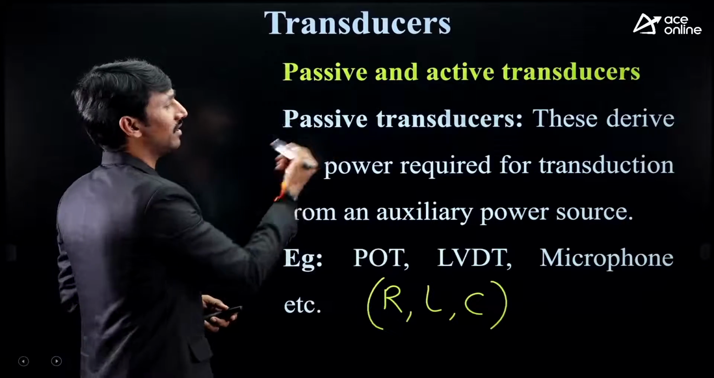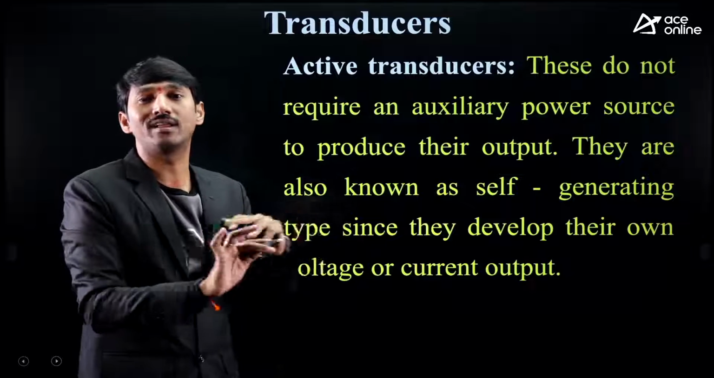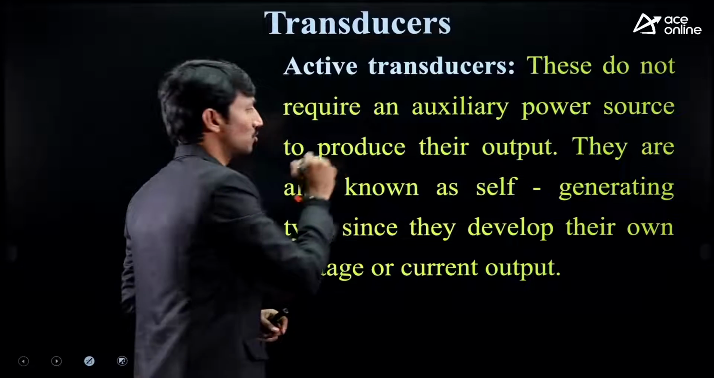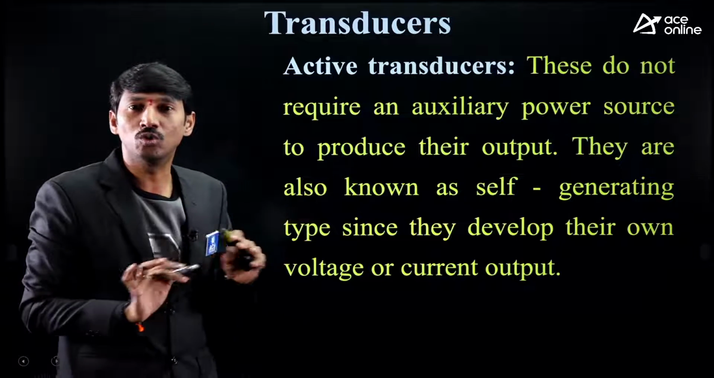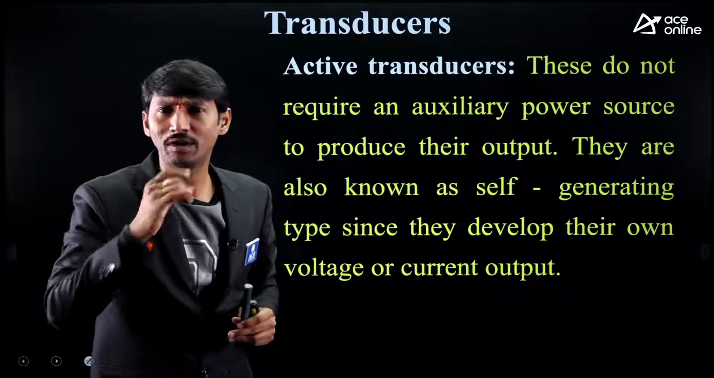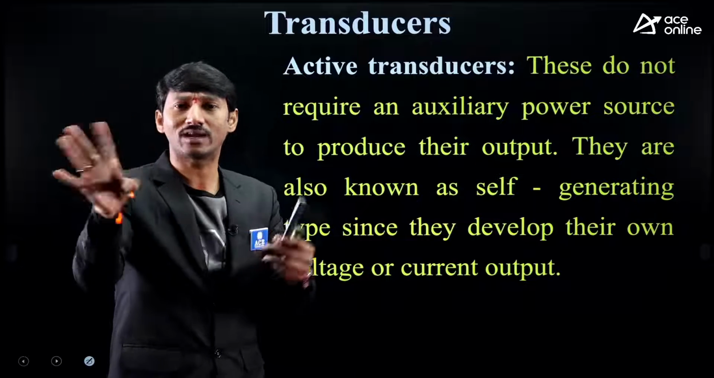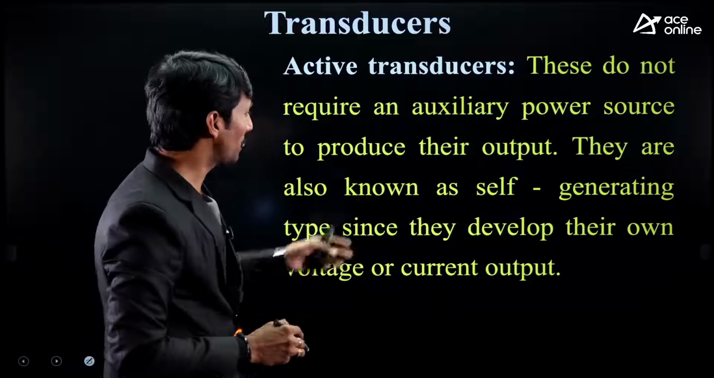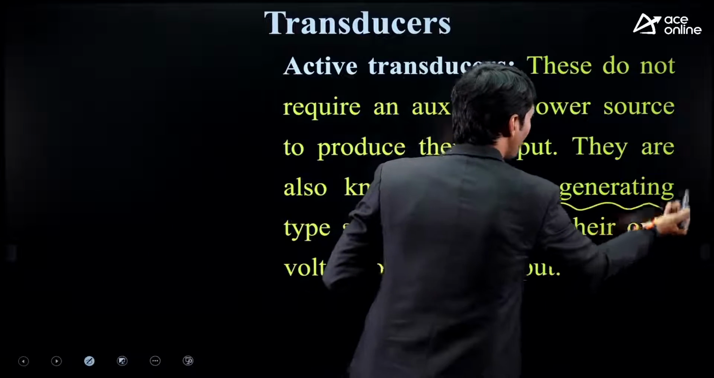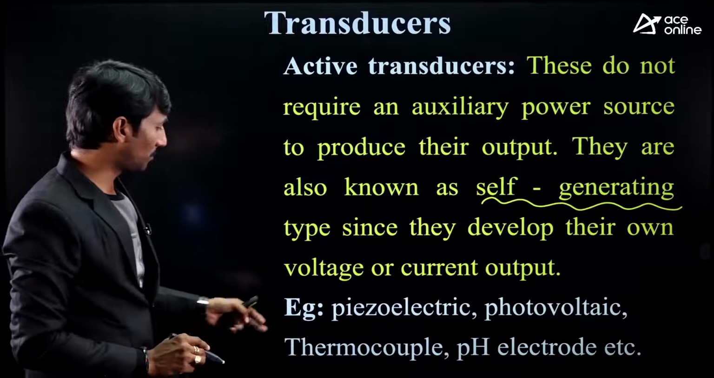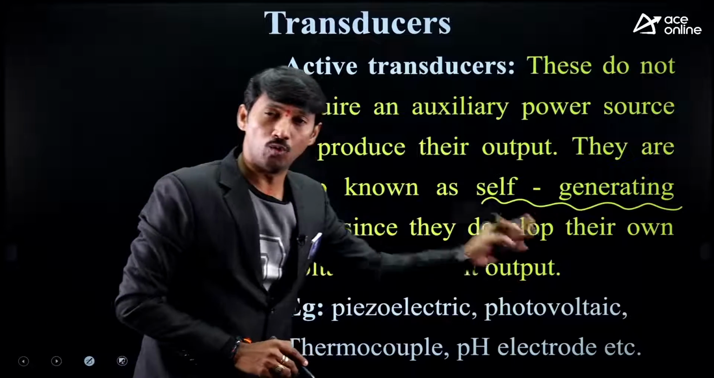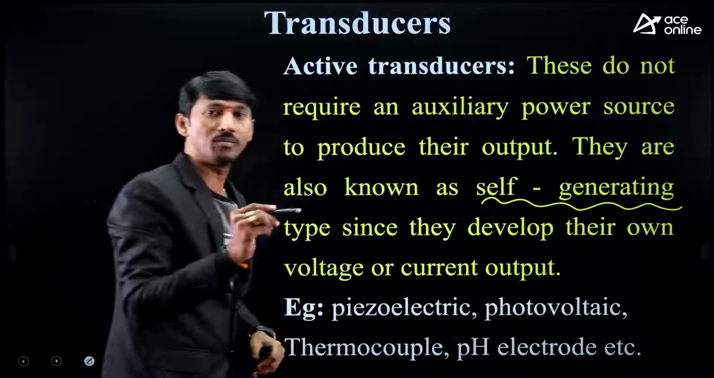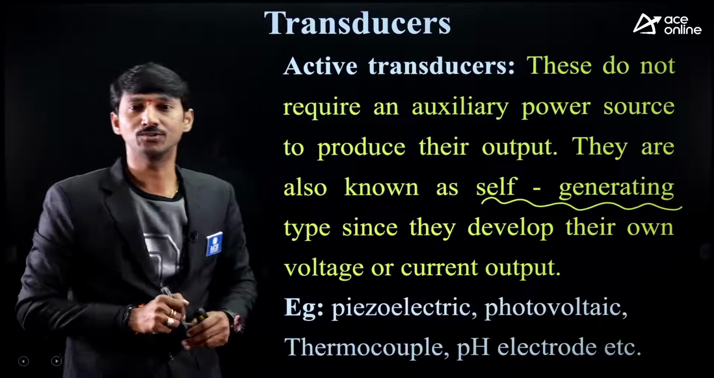Next, active, exactly opposite. Active transducers are self-generating. These do not require an auxiliary power source to produce their output. Simple logic. If you know from the fundamentals of electrical engineering what is passive and what is active, it is the same definition; only the element here is a transducer. These are called self-generating. Examples: piezoelectric transducer, photovoltaic cell, thermocouple, pH electrode, etc. All these come under active transducers.